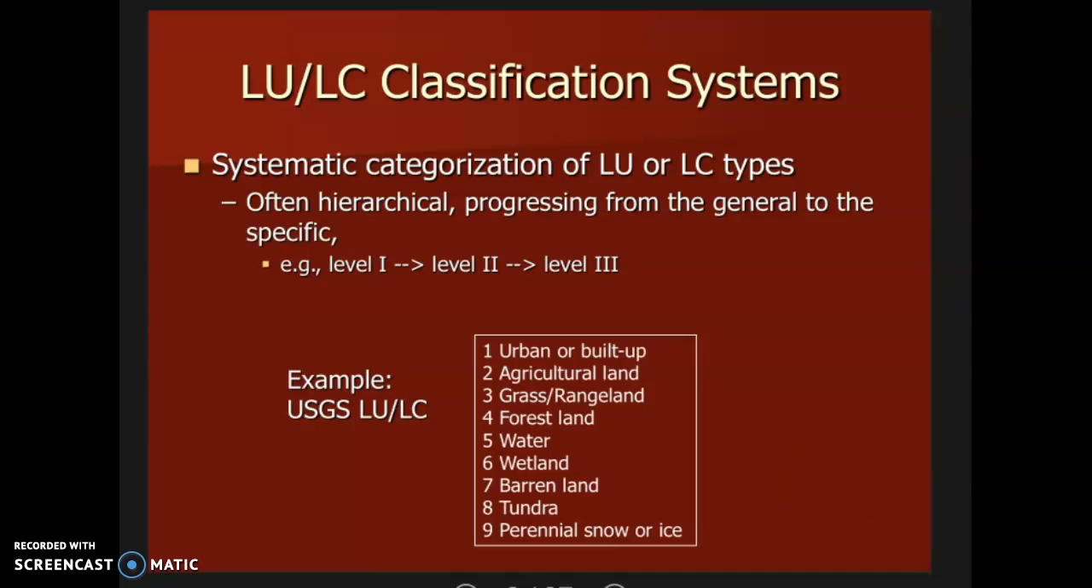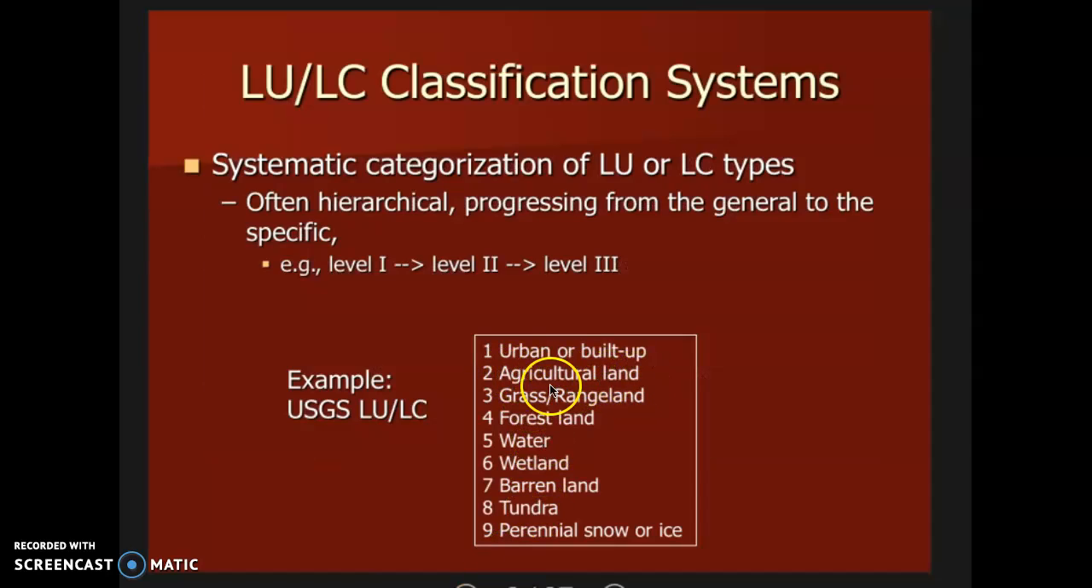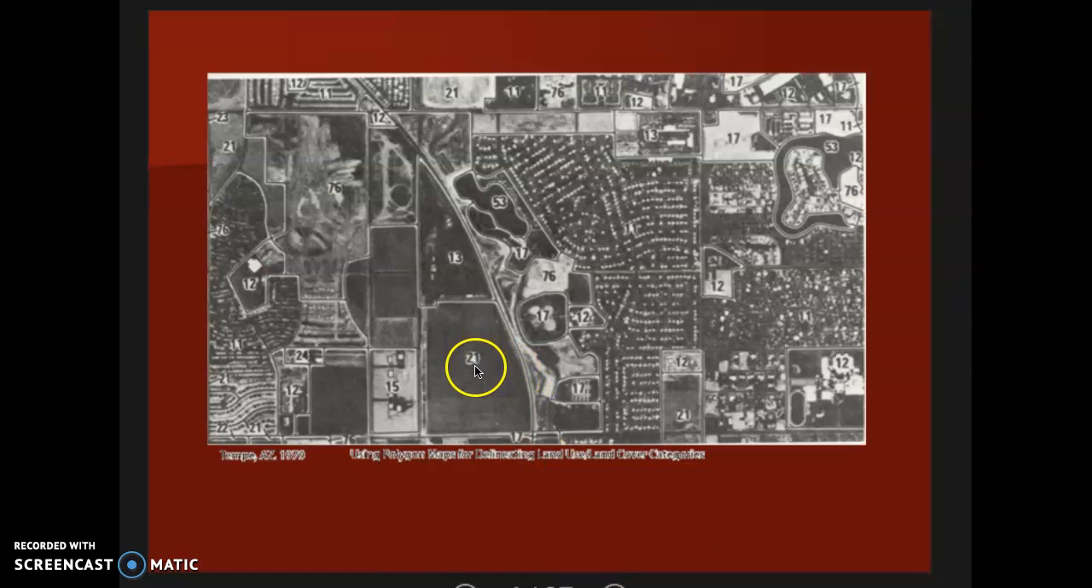Okay, so let's go through, first let me show you an example. Here's an image that has been labeled by the level 2 land use land cover system. So the first number 2, this is 21 if you can't see. The first number, 2, is agricultural land. The second number represents the level 2 classification.